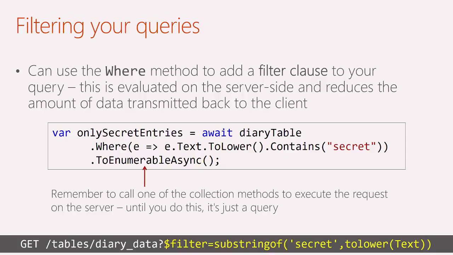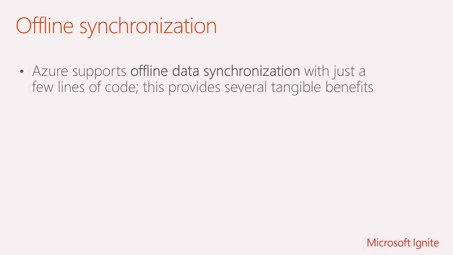Awesome. So you'll also need to call an appropriate method at the end of your LINQ as well. The LINQ will define what you want to select, but you'll need to use a method like ToEnumerableAsync, ToCollectionAsync, or ToListAsync to actually execute the data against Azure and bring that back. So just be aware of that.